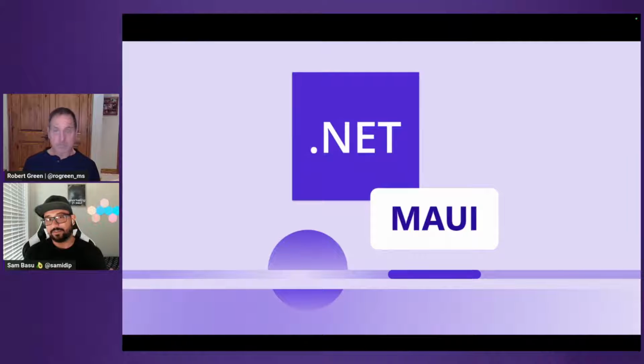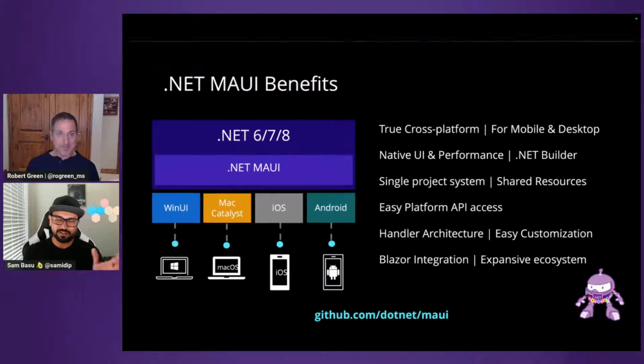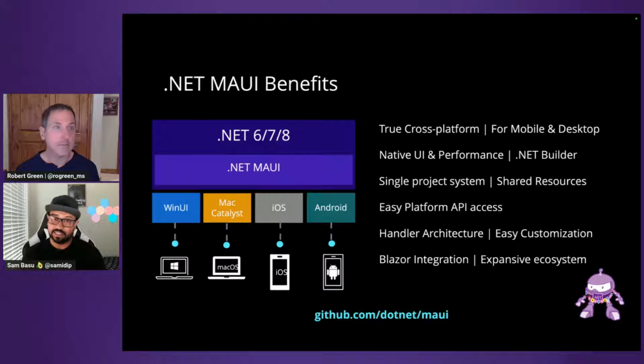This is multi-platform app UI. The P is silent because MPAUI doesn't sound as good as MAUI. So these are some combined slides here, but you may have seen some of this. But these are some of my favorite benefits. Because you are running on a modern .NET 6. It's where we started, 7, and it's been 8, and it's going to be 9. So we are sitting on a pretty solid foundation.